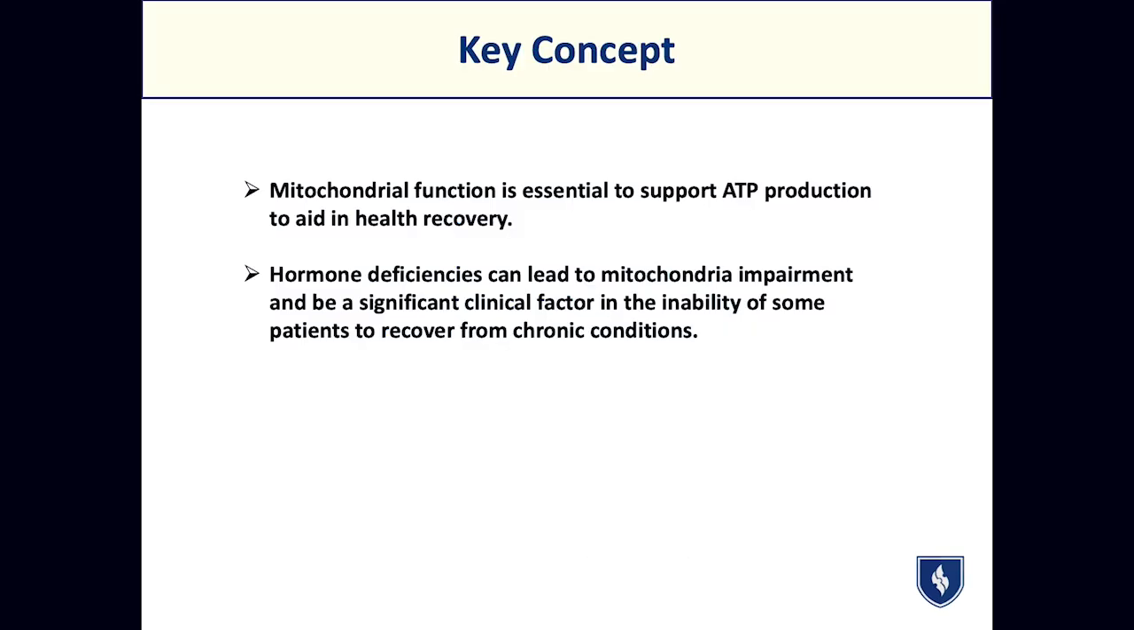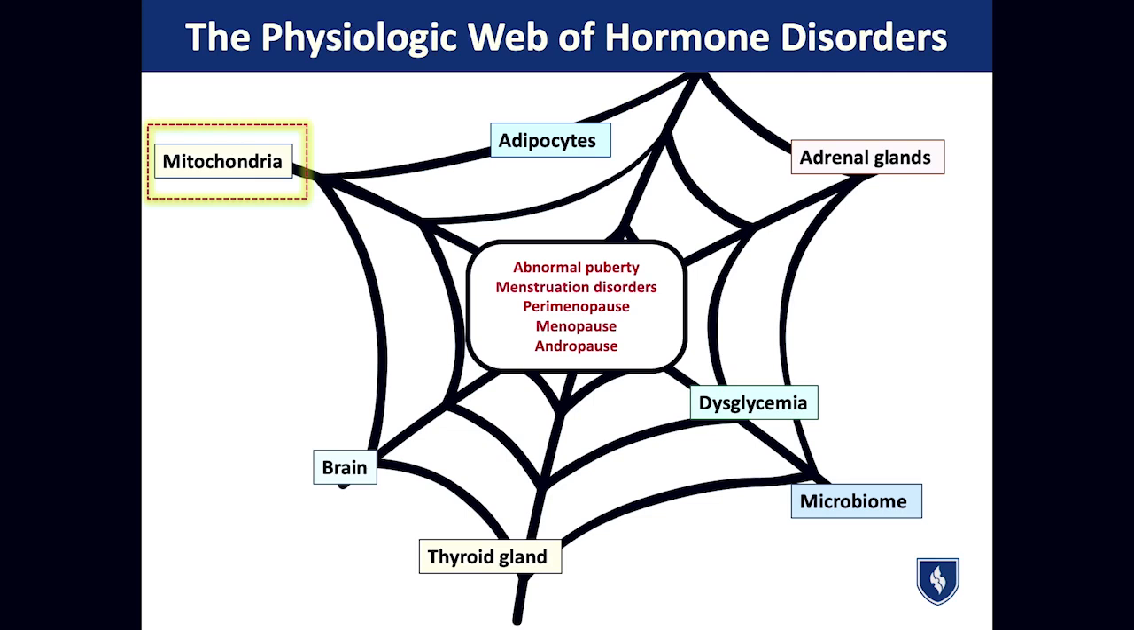So key concept: mitochondrial function is essential to support ATP production, to aid in healthy recovery. Hormone deficiencies can lead to mitochondrial impairment. It may be a significant clinical factor in the ability of some patients to recover from chronic conditions. So we know the mitochondria is part of this web.